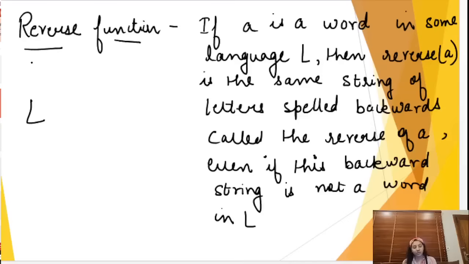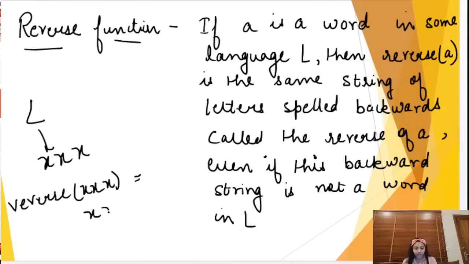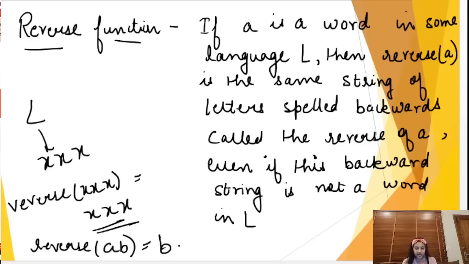to the language L. For example, let's say this is my string that is belonging to my language L. Now if I calculate the reverse of this, then it will be the same string only. Similarly, if I calculate the reverse of AB, then it comes out to be BA.